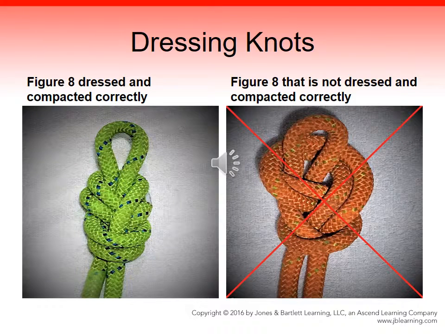Dressing and compacting knots is extremely important. If it isn't dressed and compacted correctly, it could affect the overall performance and cause the knot to fail. With the example here, you see the figure 8 on a bight.